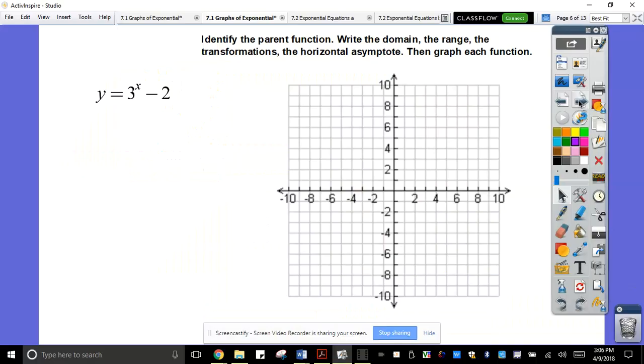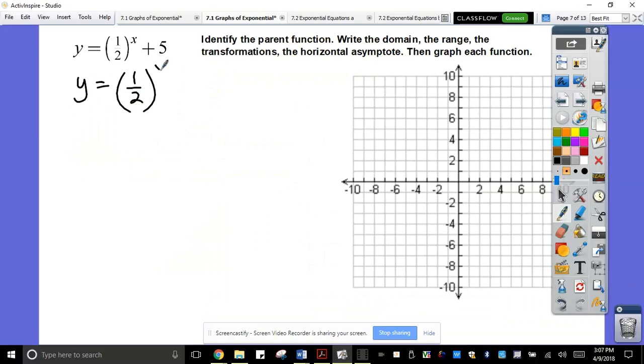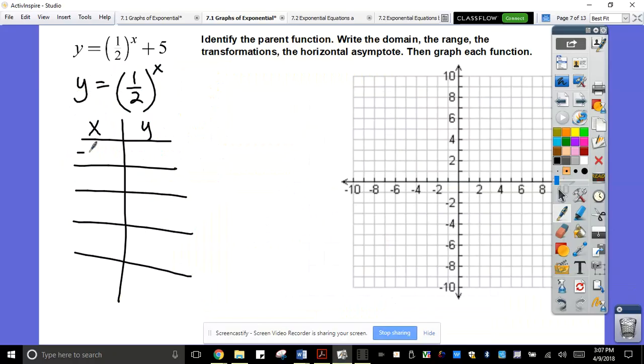Now, we did this example already in class. Let's do this example here. Identify the parent function of the problem. The parent function of y equals 1/2 to the x plus 5 is y equals 1/2 to the x. If we make a table here, since it's the parent function, it's easier to use -2, -1, 0, 1, and 2.